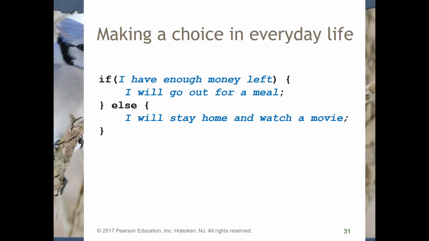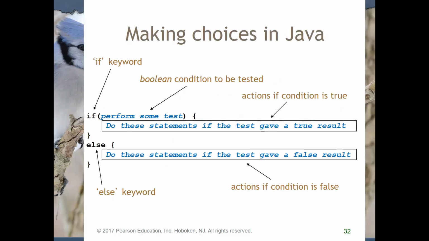Making a choice in everyday life: if I have enough money, I will go out for a meal. Otherwise, I will stay home. That would be an example. Now what we did is we created Java pseudocode for that previous slide.